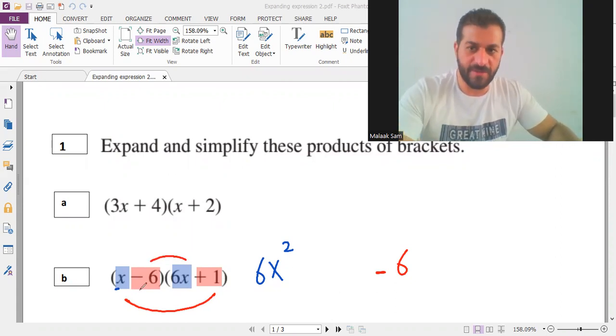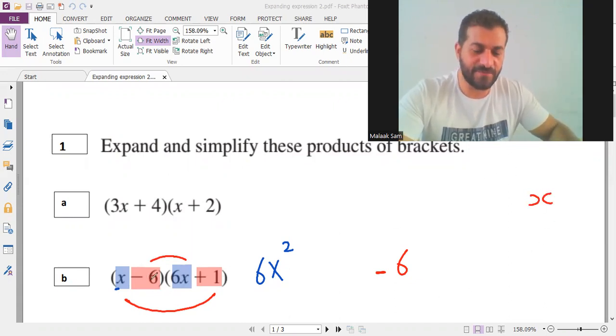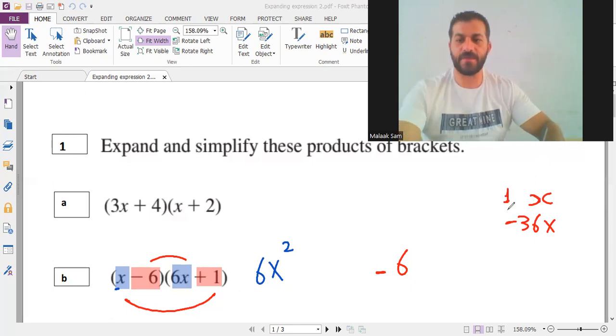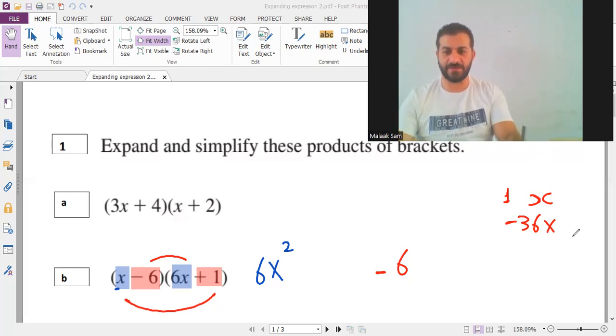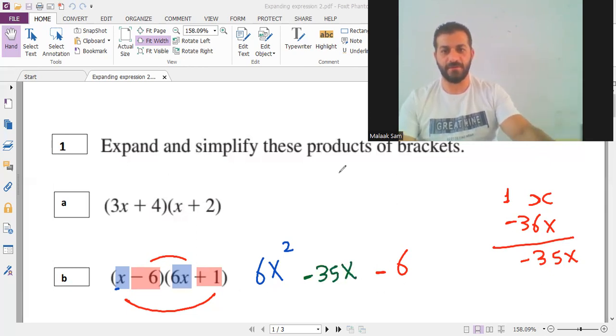So let's multiply the extremes. X multiplied by 1, it's x. And the means negative 6 times 6x, it's negative 36x. You know x means 1x. So I'm adding them, 1x and minus 36x, it will be negative 35x. So we are going to write in the middle, negative 35x. Let's try another one.